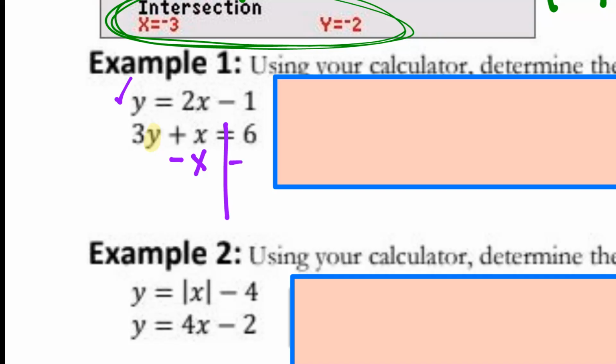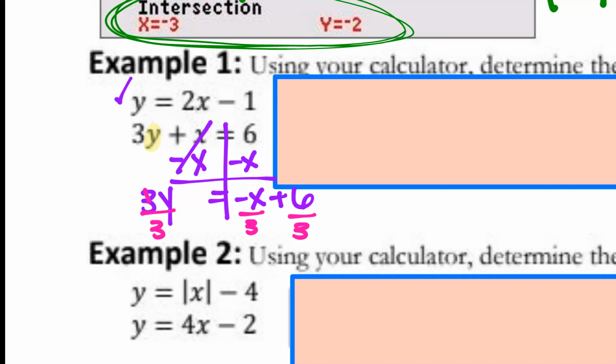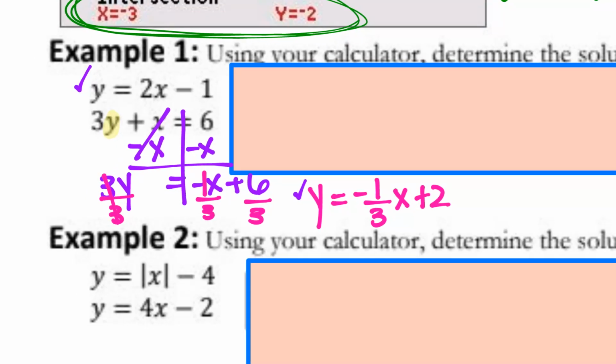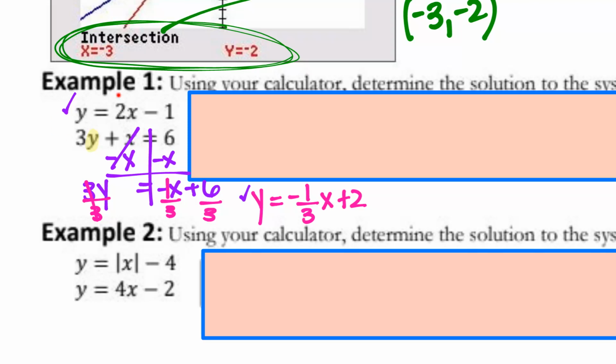First thing we're going to do, bring the x over. So we're left with 3y equals negative x plus 6. And then last but not least, divide everything by 3 so that we're left with y equals, and over here, there's technically a 1 in front of that x, so we can leave this as negative 1/3 x. And then over here, 6 divided by 3 is positive 2. So now we can plug in our second equation into the calculator, and we do the same steps. You're going to plug them into your y equals.